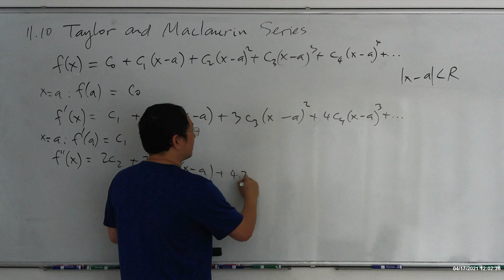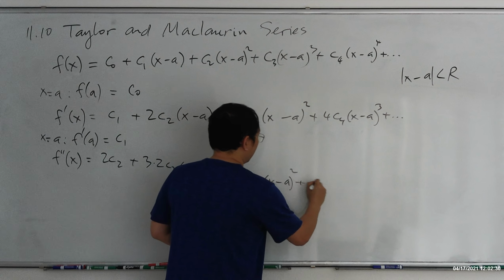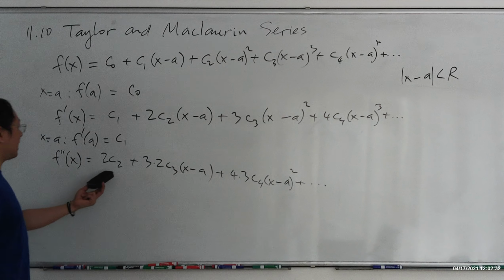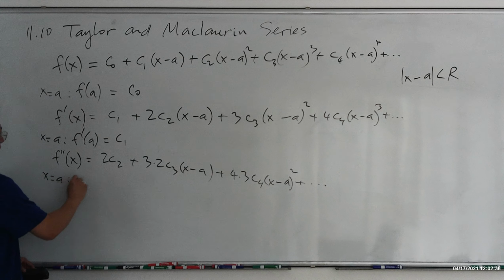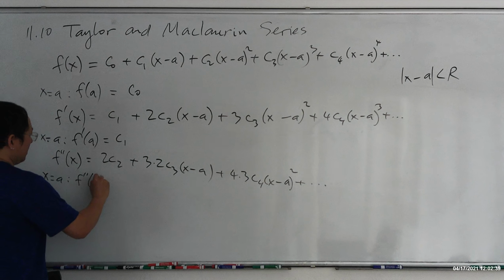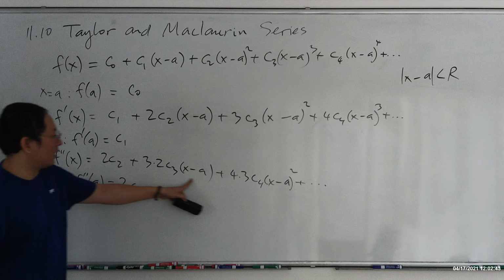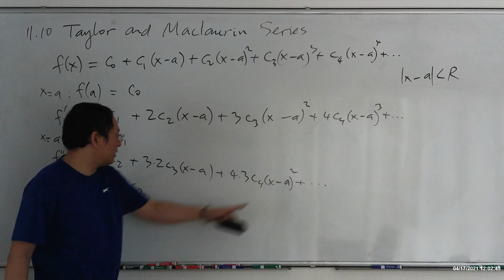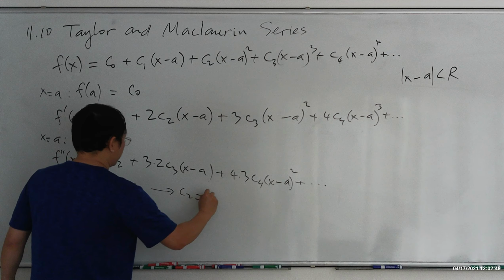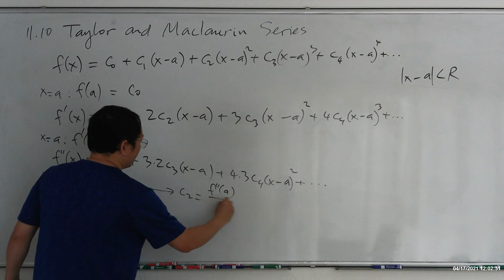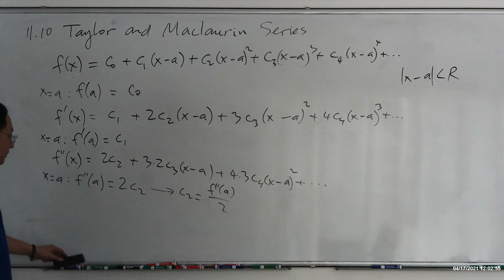Plus 4 times 3 C4 (x minus a) squared, and so on. Now I can calculate C2. I plug in x equal to a again, and I get f double prime of a is equal to 2C2, because all the terms from here all the way to the right will be 0 except for the first term. So I can calculate C2 from here. C2 is f double prime of a over 2. Divide both sides by 2, and we get C2.